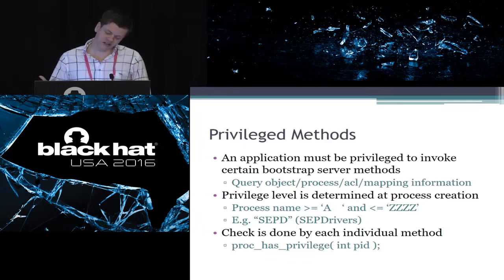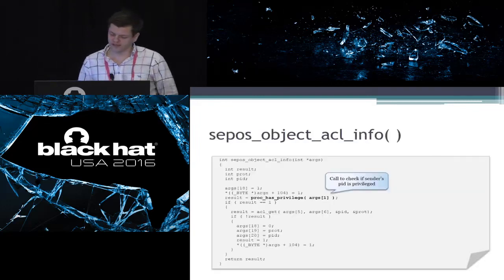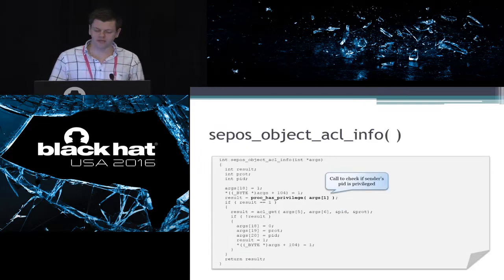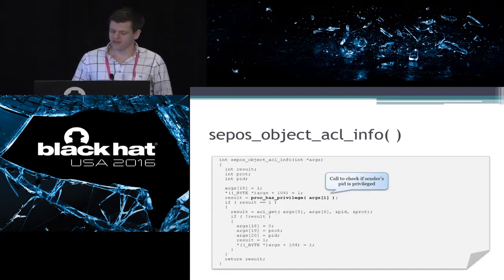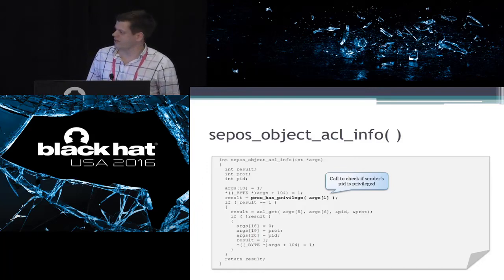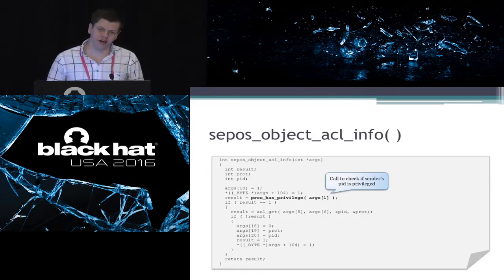And in order to check that, they have a function called proc has privilege. So each individual function, for instance, this function, which supplies you with ACL info, will call this function in order to determine if the caller is privileged. The sender of the RPC request is privileged.